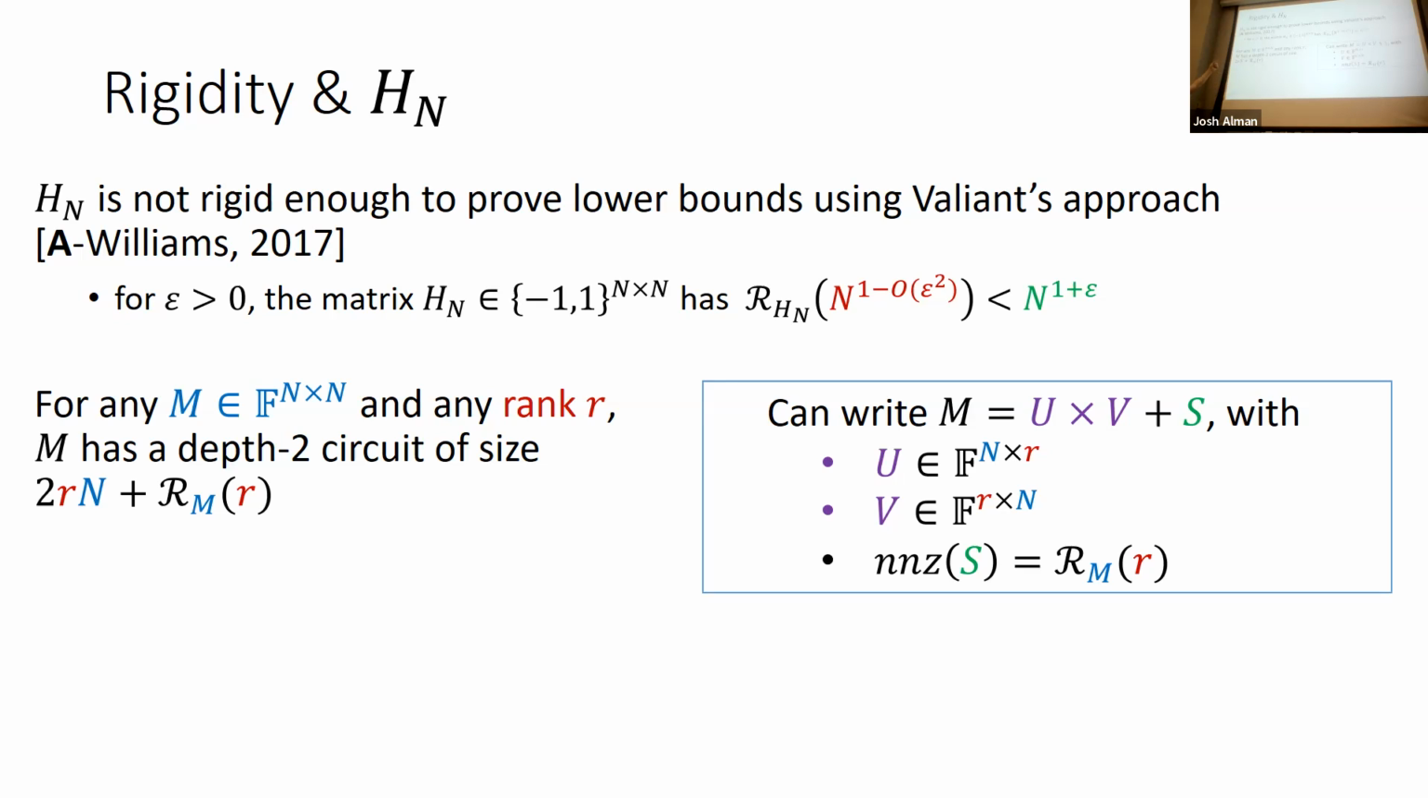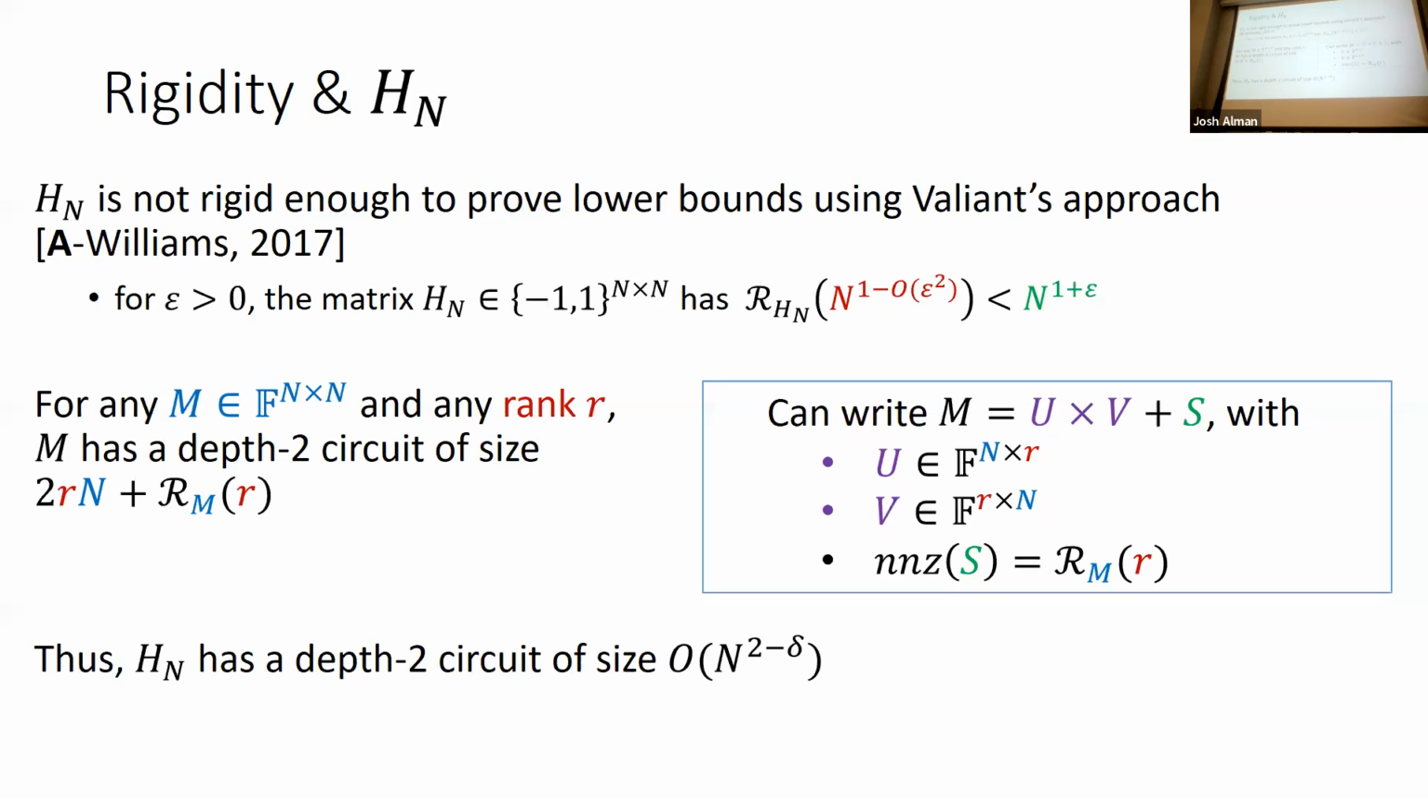And you can do this using our rigidity upper bound, and you show that there's really a delta bigger than 0 such that the Hadamard transform has a depth 2 circuit of size n to the 2 minus delta. And this is non-trivial in that almost all matrices really require size roughly n squared. So we're really beating that.